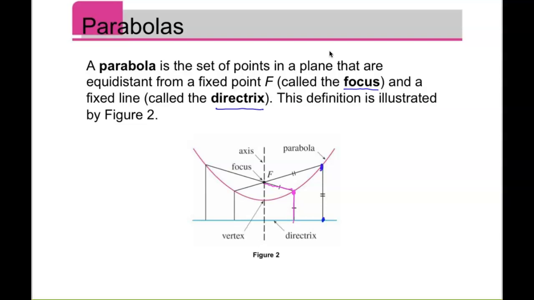So here's another point on the parabola, same distance to this line as to that point. Remember, we always measure the distance from a point to the line as the perpendicular line that connects them. So these are right angles, right? And if you look at the set of all those points that satisfy that definition, that gives us a parabola.